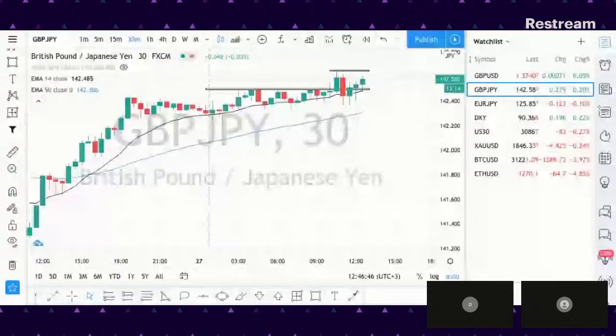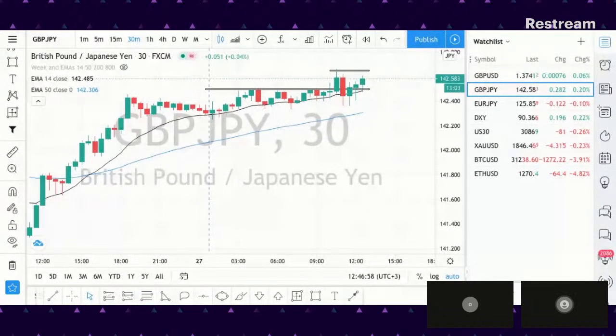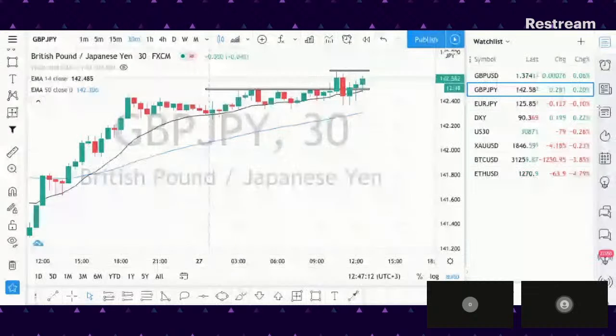And then we have lot size. Lot sizes are called currency blocks or units. One standard lot is equal to 100,000 units of currency. Now that's where the leverage comes in. So if you are in a trade and you have bought one standard lot, you have bought 100,000 units of a particular currency.